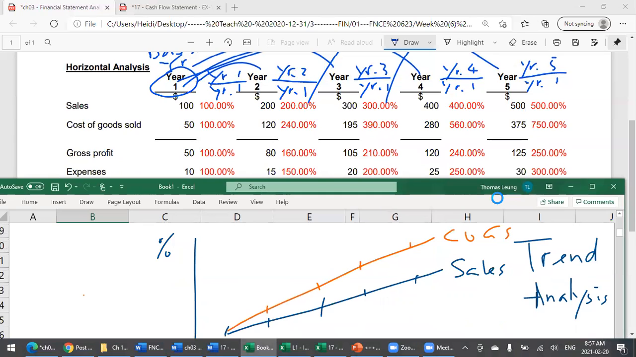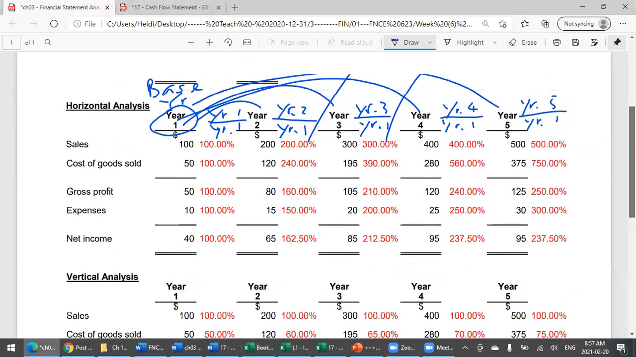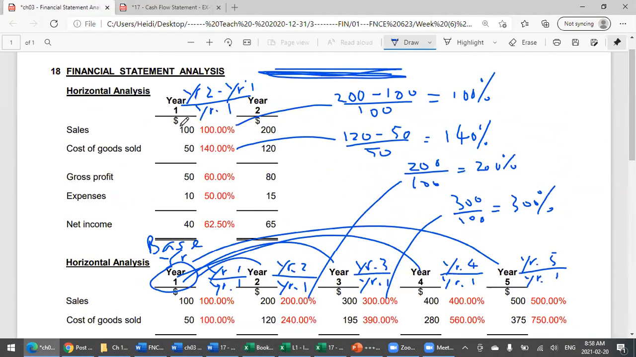So to your question, why don't we minus and work out the percentages just like before? Now, if you really minus, find the difference between these 2 years, do the deduction here, minus here, and find the percentages here.